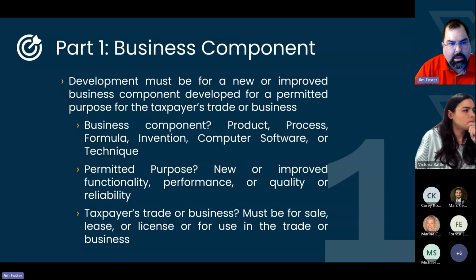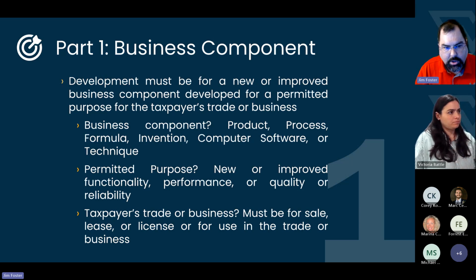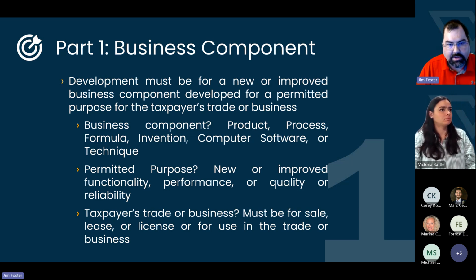So let's break this down a little bit. Business components, what are they? Products, processes, usually referring to a manufacturing process. Formulas, inventions, computer software, or techniques. If you take a look at this, this basically boils down to products, processes, and computer software, because a formula, if you are doing pure chemistry, you can qualify in and of itself, but a formula is usually used in a product or process. Inventions are almost always products, processes, or computer software.